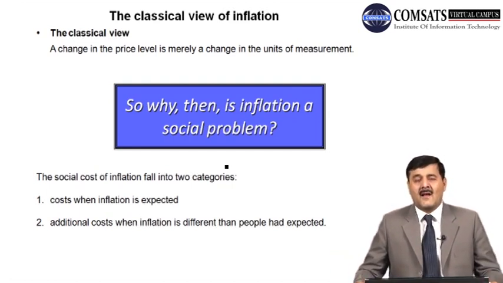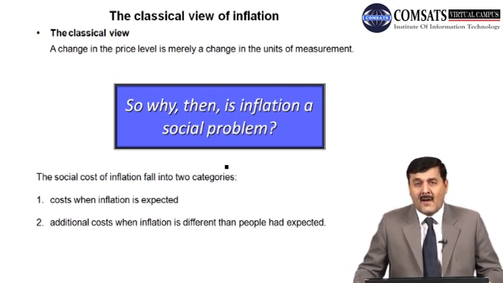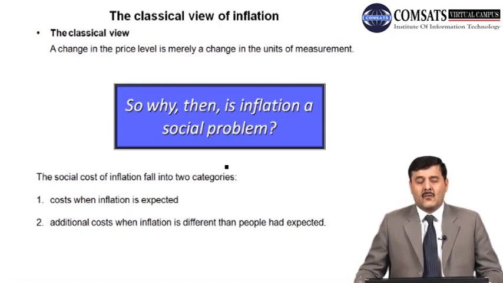This is what the classicals think: inflation is when prices change, and the unit of measurement cannot change as much as prices do. Then why is inflation known as a social problem? The social cost of inflation falls into two categories. We can divide it into two parts, just to explain what type of social cost society has to pay if there is an increase in the price level in the economy. If prices are rising, what cost does society have to bear?